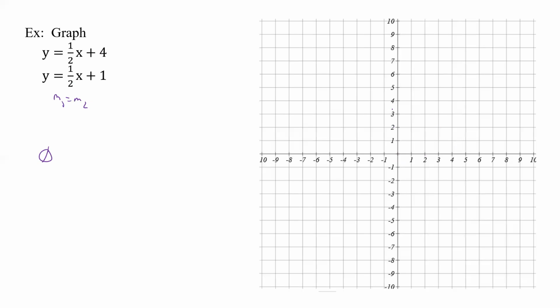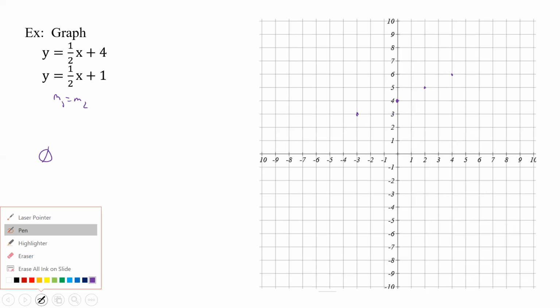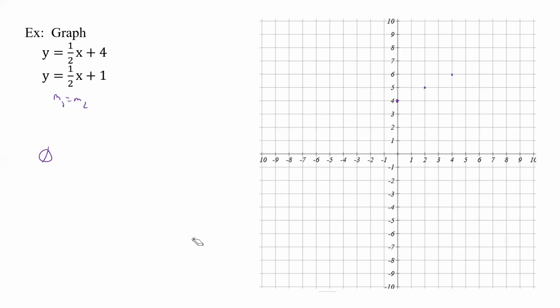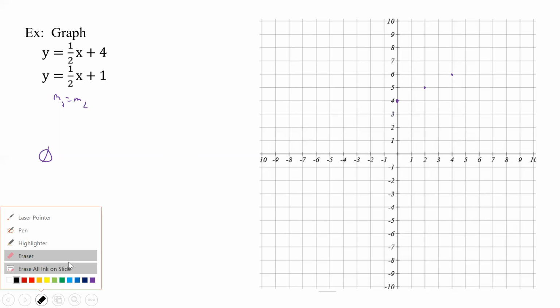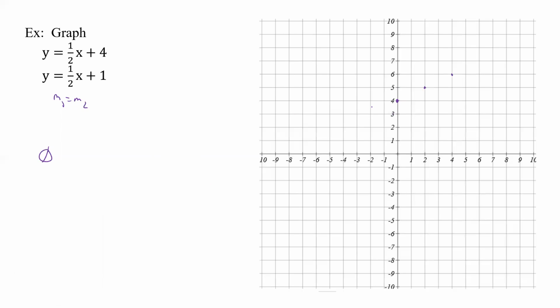So 0, 4, we're going to go up 1, right 2, up 1, right 2. And so if we go down 1, left 2, then we have down 1. That's 3, not 2. That's the problem. So down 1, left 2, there we go. So it looks something like that.